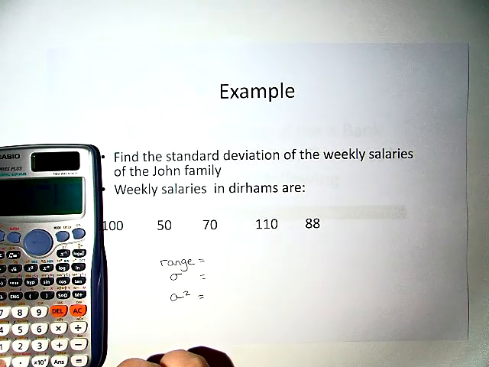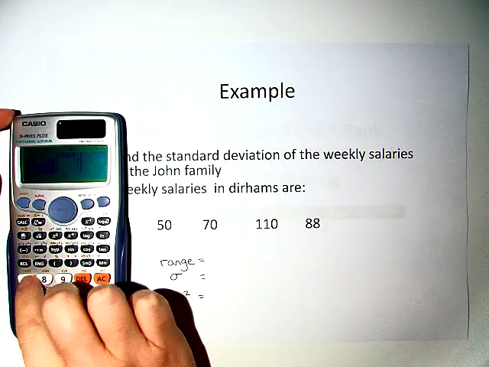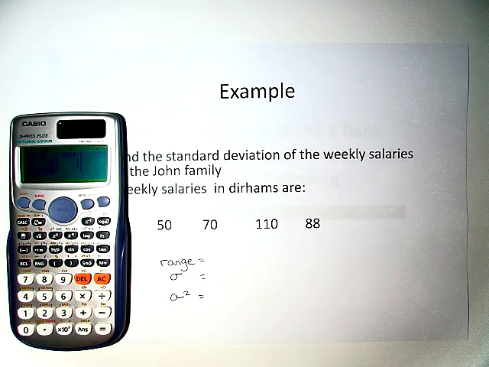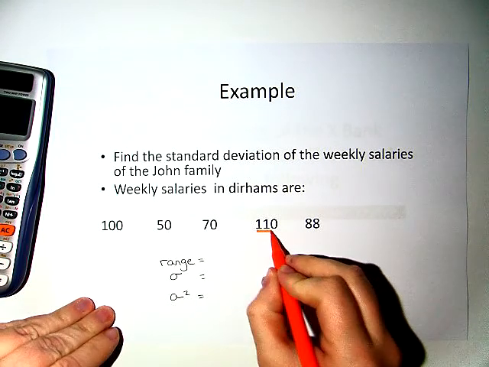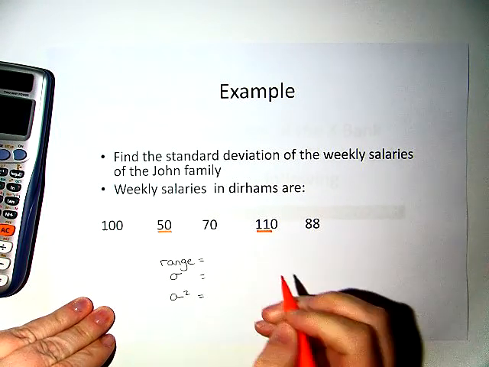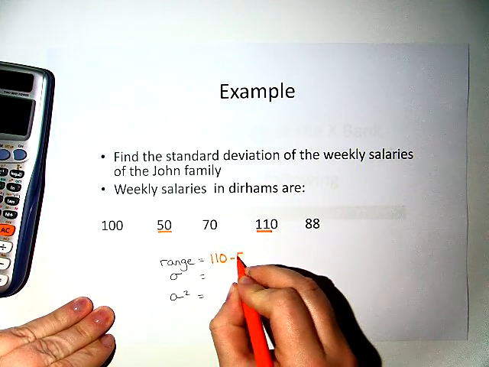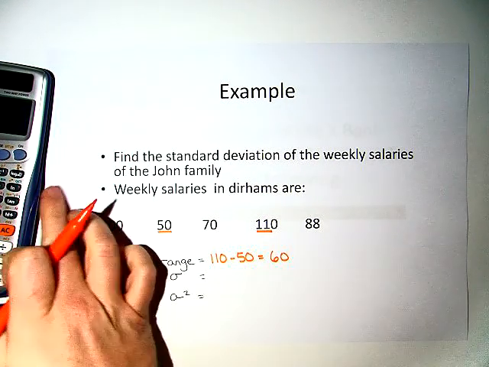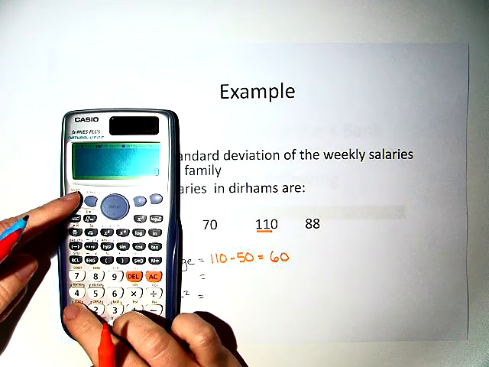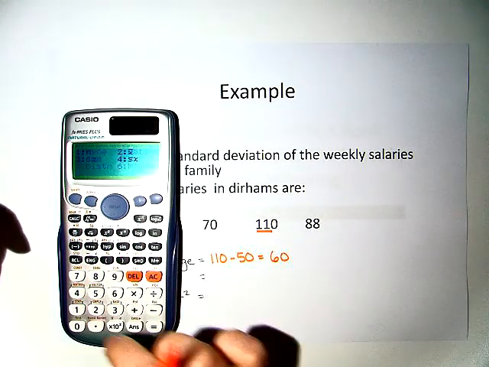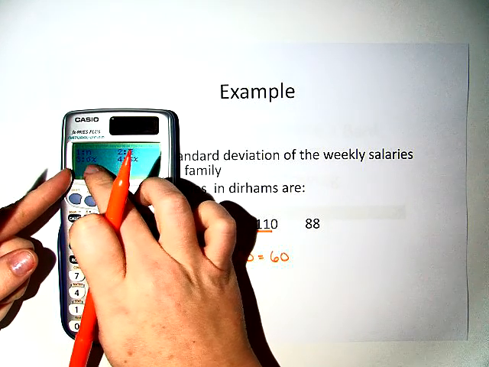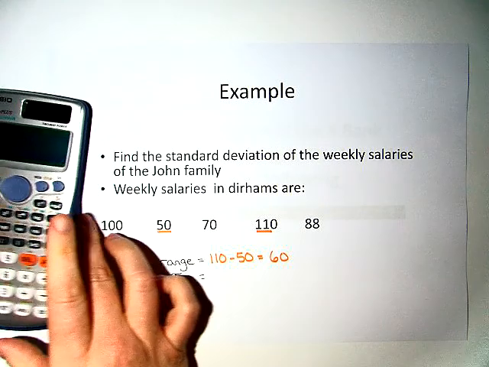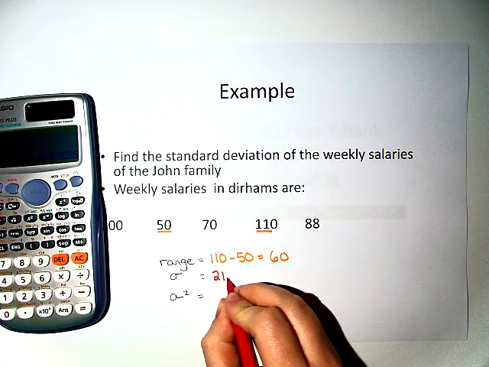So our data is 100, 50, 70, 110, and 88. The range is really easy. You take the largest number, 110, the smallest number, 50. So 110 minus 50 gives me a range of 60. Okay, so now to do standard deviation, you do shift, stat, you'll go into variation, and right here you should see sigma x. So you hit 3 equals, and you find the standard deviation is 21.44.